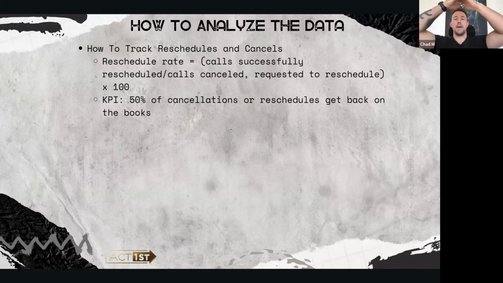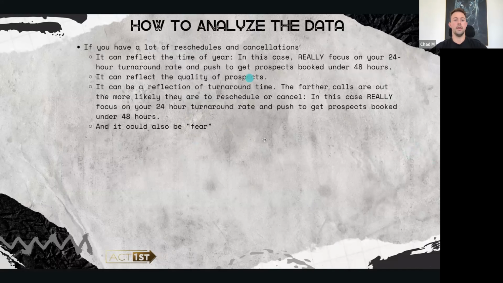Now, this is another one of those metrics, just like 24-hour turnaround time, that will increase your show rate. Higher show rate, more opportunity, and more opportunity is going to equal a higher close rate. Higher close rate equals more money for the business. More money for the business equals more money for you. So it all works in unison. If you have a lot of reschedules and cancellations, it could reflect the time of year. In this case, really focus on your 24-hour turnaround time and push the prospect to get booked in under 48 hours.